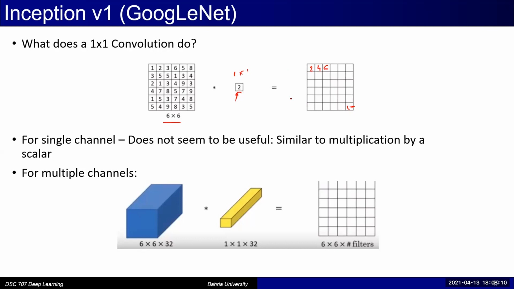But if you see it from the perspective of multiple channels from a volume, then this idea of 1 by 1 convolution is actually very interesting, right? Why?